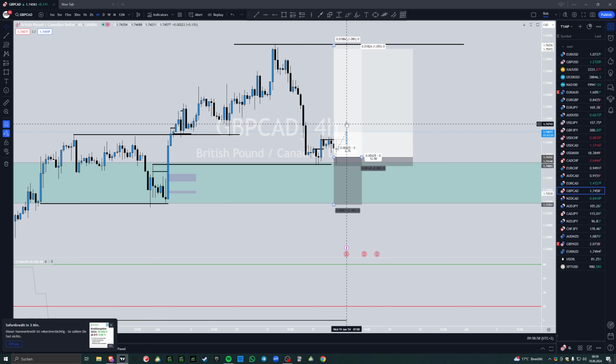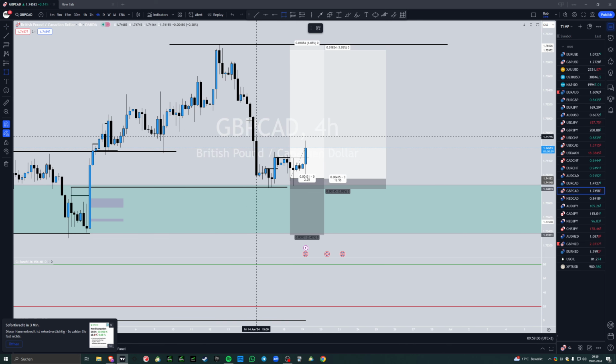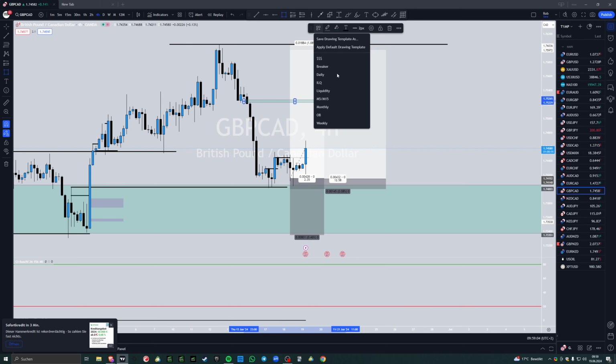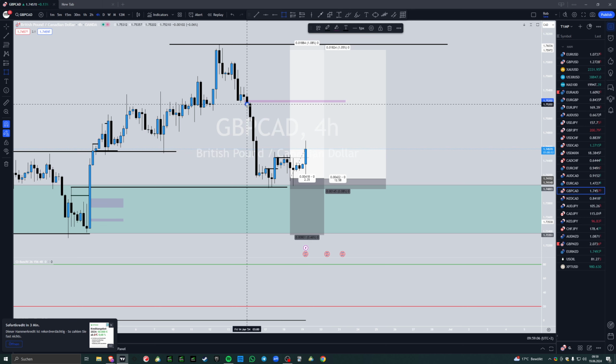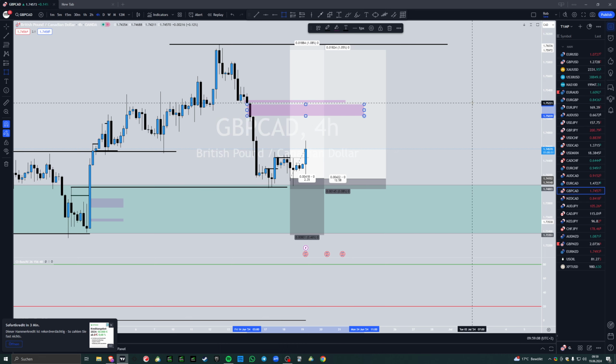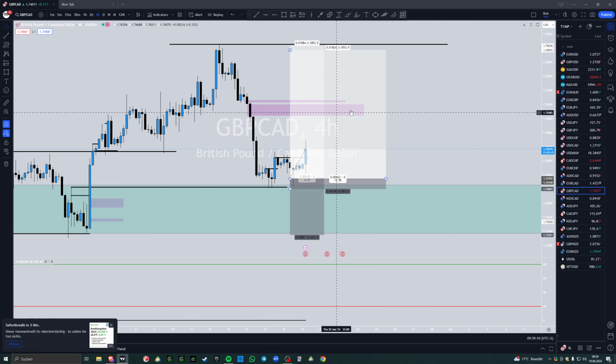Now we've got the shift, but please mind, once we get here, we will potentially see a reaction and we could go lower. So keep this zone in mind. And from here, we need to see if we can push higher or not.